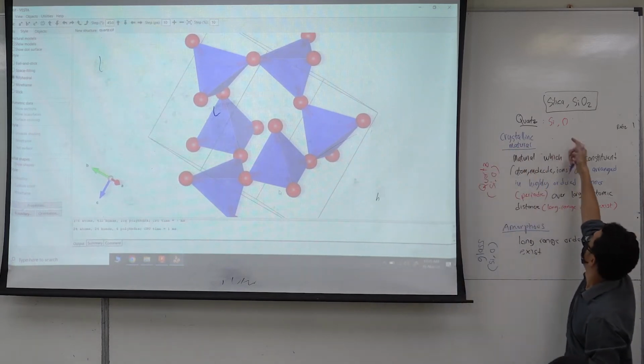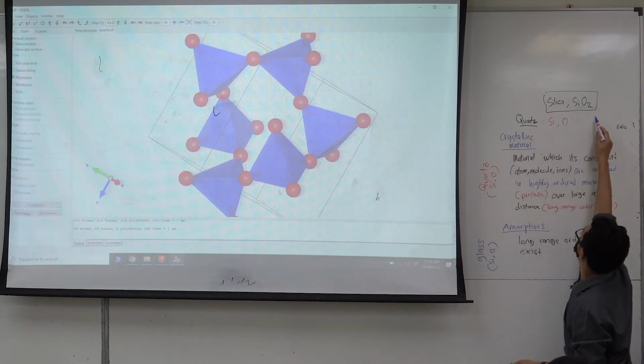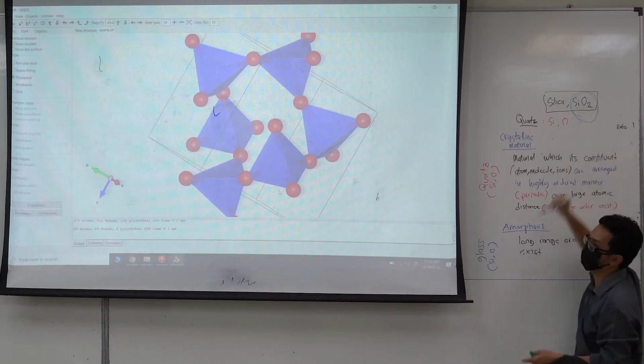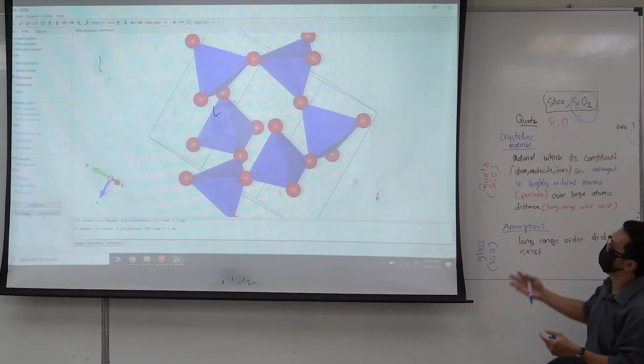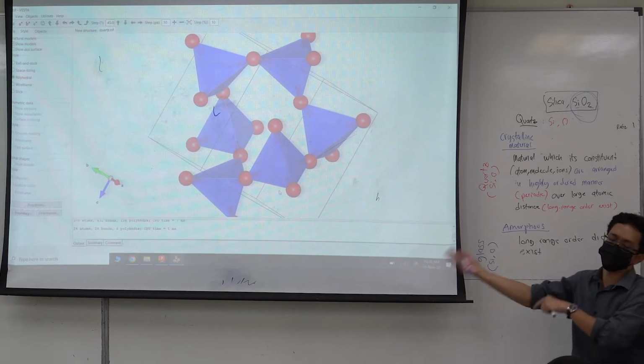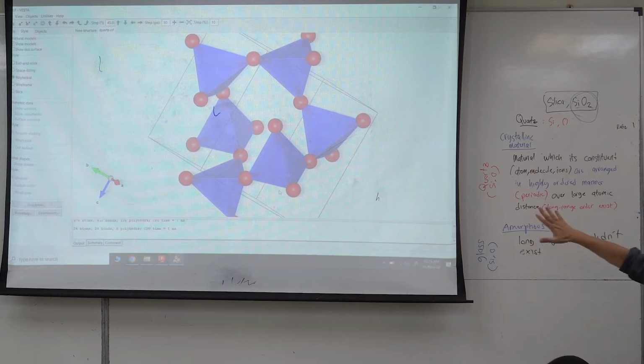When people talk about silicon dioxide, they refer to this. But the purpose of telling you this is to tell you that in total, there is half as much silicon compared to the oxygen. That's what it means. Okay, so this is silicon.